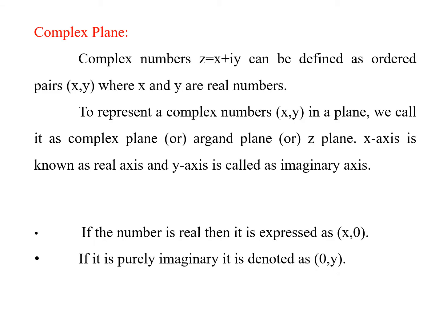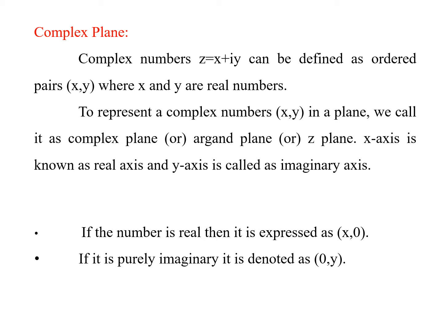At the elementary level, we know what a complex number is. So what is a complex number? We can write any number z equal to x plus iy, where x and y are real numbers, and we call x the real part and y the imaginary part. The same can be defined as an ordered pair x comma y, the Cartesian coordinate form, where x and y are real numbers.